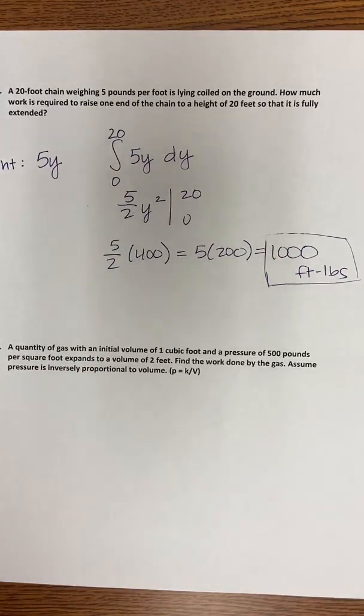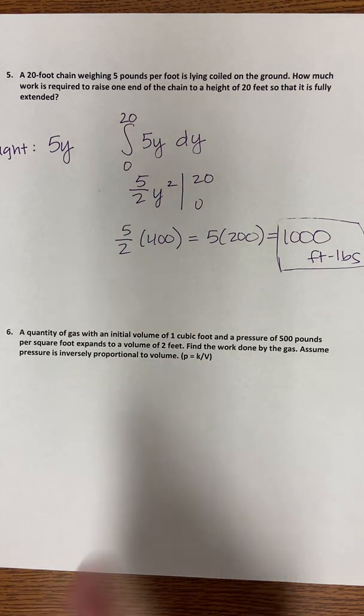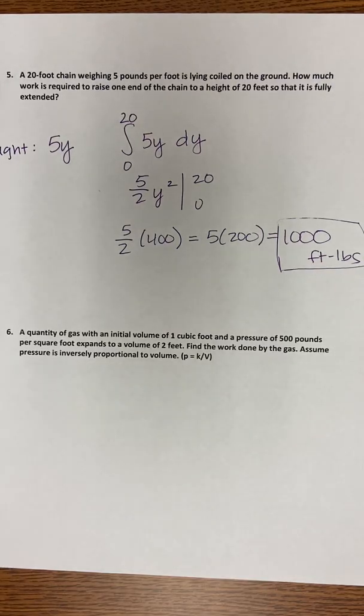Now, we can also do this with gases, the work done by gases when they expand. A quantity of gas with an initial volume of 1 cubic foot and a pressure of 500 pounds per square foot expands to a volume of 2 feet. Find the work done by the gas. And it says assume pressure is inversely proportional to volume, that is P equals K, a constant for that gas in particular, divided by V, a volume.